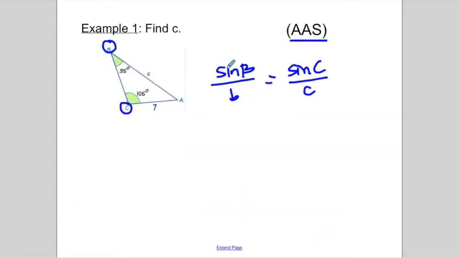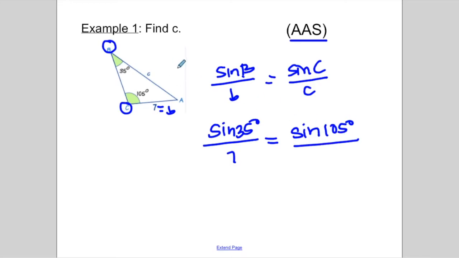So what I would have here, sine of B. So I have sine, it's always the angle, 35 degrees, over little b, which is my side length across from here. So this is little b, is 7, equals sine of C. So sine of angle C was 105 degrees, over little c. I don't know what little c is, so I'm just going to leave it as c.